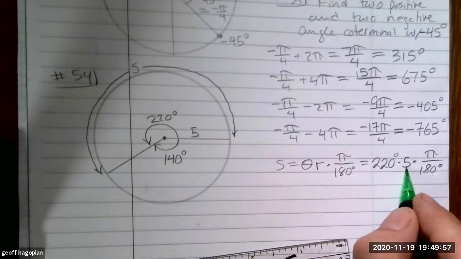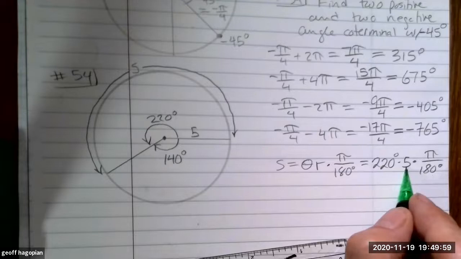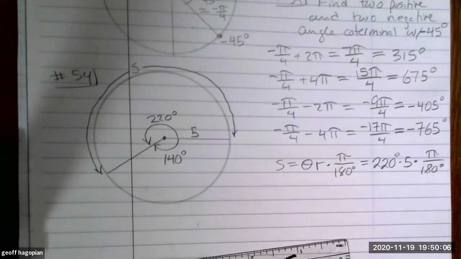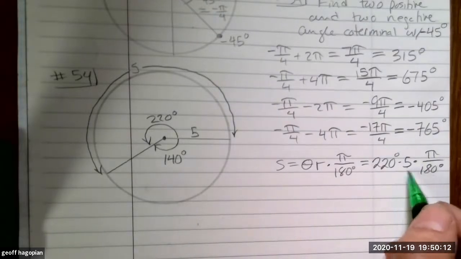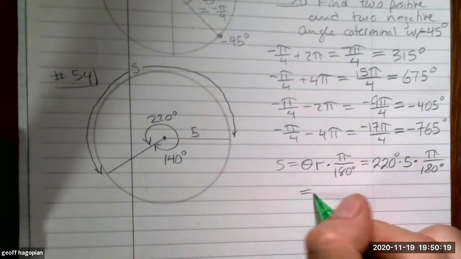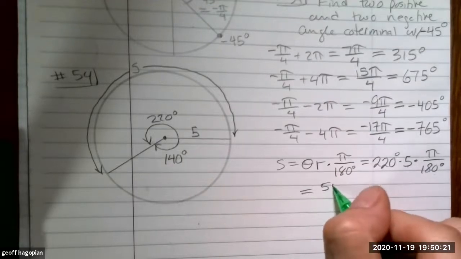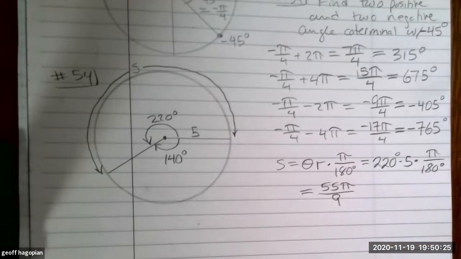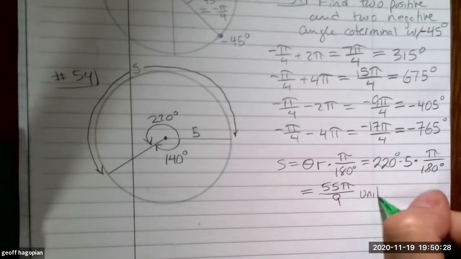Do they say what that length is? They don't. This is 5 what? I don't know. It's like meters maybe, or miles, or kilometers. Okay, so we can reduce by a factor of 10. Then we got 11 ninths, 55 ninths. So this is 55 pi over 9, and that's units of length.